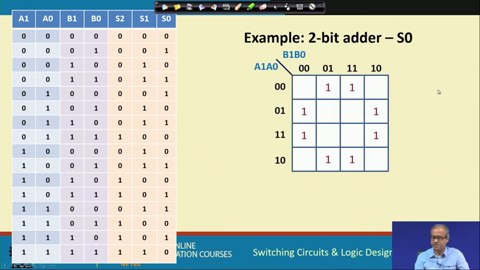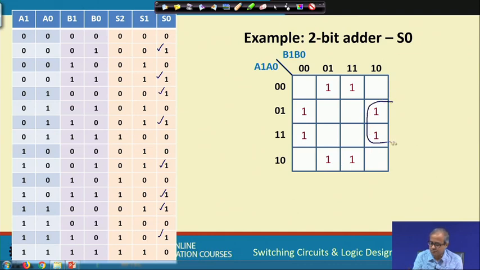Now, finally, the expression for S 0, the last one. For S 0 there are 1, 2, 3, 4, 5, 6, 7, 8 ones, which are distributed like this. These are pretty nicely distributed because you can very nicely form the cubes like this. One cube will be these 4 ones, another cube will be these 4 ones.